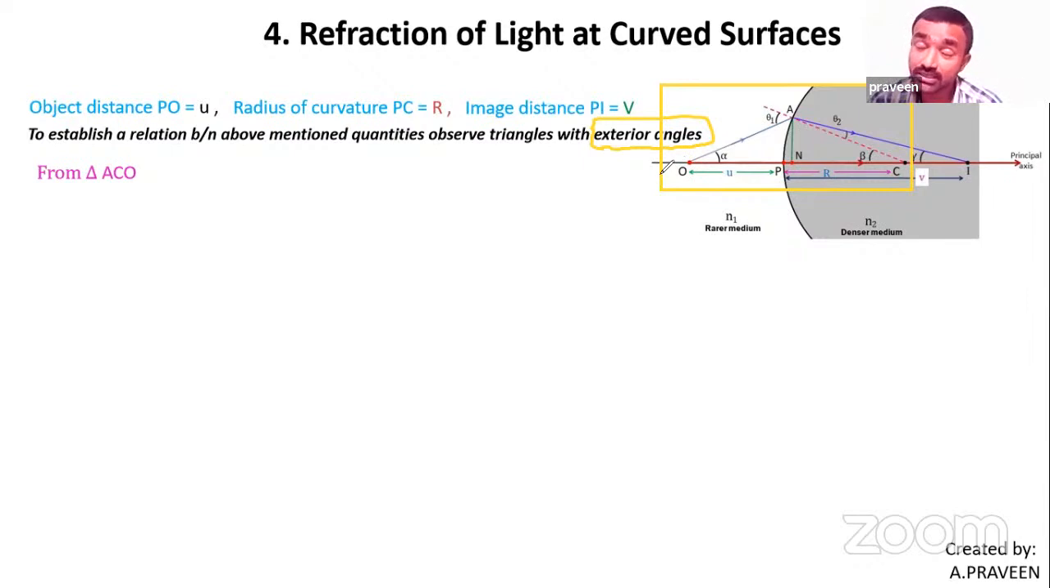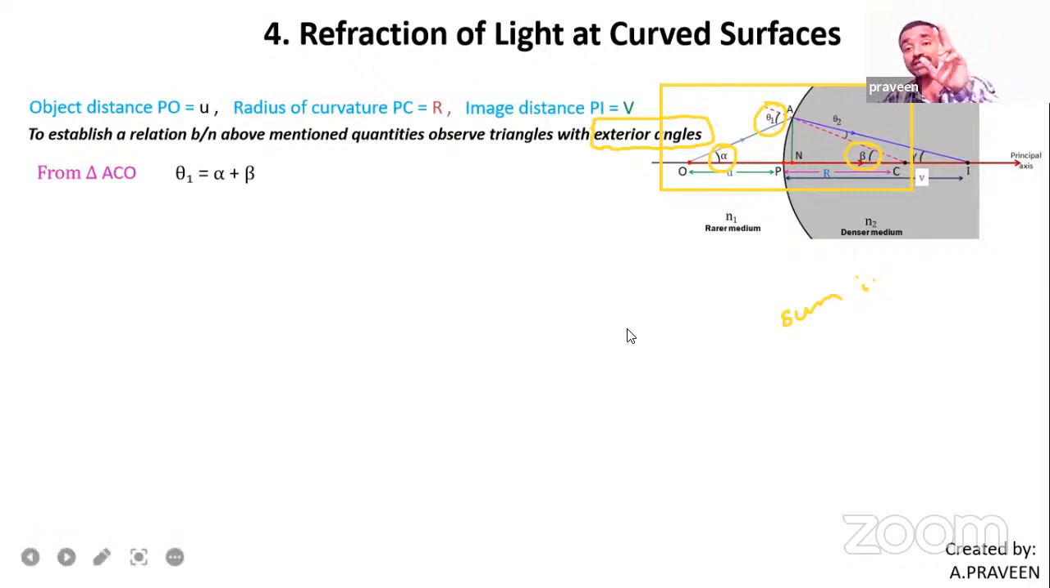We conclude that the exterior angle is equal to the sum of the two interior opposite angles. So now we can establish a relation between exterior and interior angles. Here the exterior angle is theta 1 and the interior opposite angles are alpha and beta. The sum of the interior angles will give you the exterior angle, or the exterior angle is equal to the sum of the two interior opposite angles. So alpha plus beta is written.